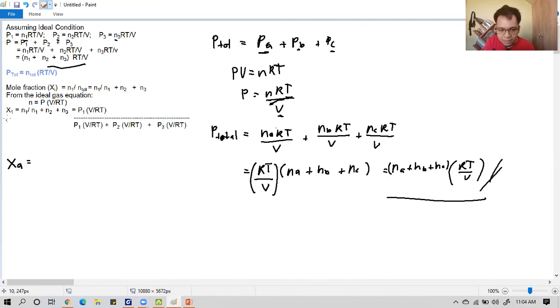Hindi tayo mag-express dito as 1. So, I'm using letters, para hindi kayo malito. So, let's have this n1. This one is n2. This one is n3. So, letters na lang. Sorry for that. So, this one here is the mole fraction of 1. So, the mole fraction of 1 in this equation.